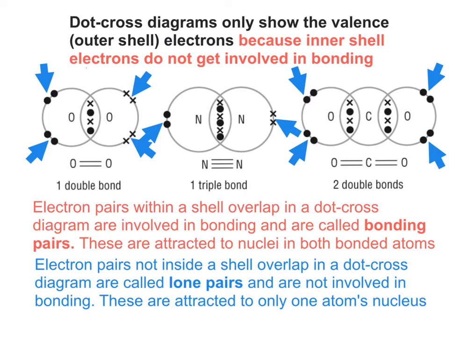And I've now highlighted the lone pairs in blue, and I've also added a little bit of information at the bottom, just to say that bonding pairs are attracted to nuclei in both bonded atoms. If you go and look at your definition of covalent bonding, you'll see what I mean. And a lone pair is only attracted to one atom's nucleus, the atom that it's part of. So bonding pairs are attracted to two nuclei because of the nature of the covalent bond, and lone pairs are only attracted to one nucleus, so they're not involved in bonding.